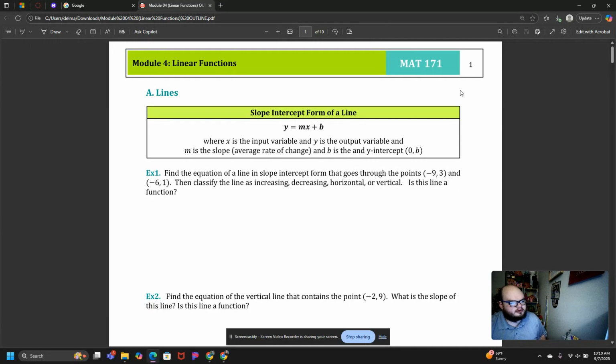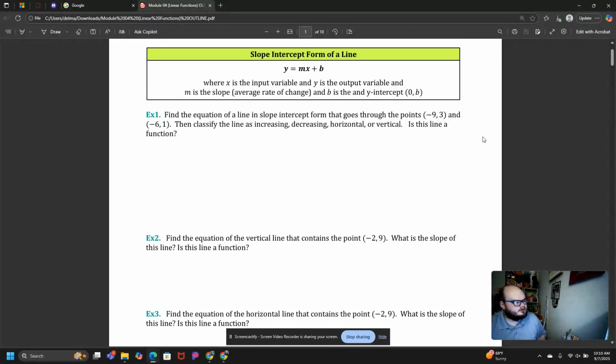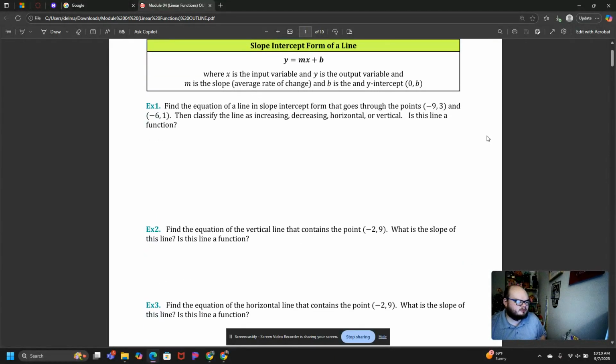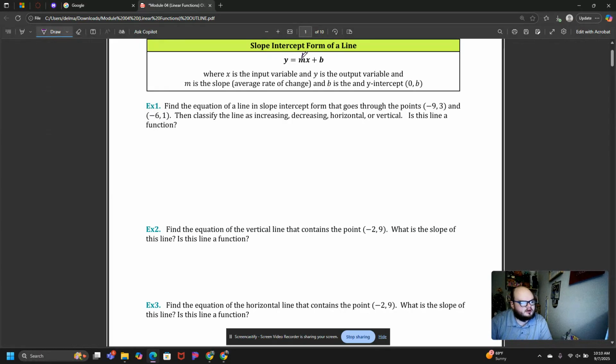So we are ready to look at Module 4 on linear functions. We're going to start by talking about lines and the slope-intercept form of a line. The slope-intercept form of a line is y equals mx plus b. We call it the slope-intercept form because it very easily gives us our m, which is the slope, and our b, which is the y-intercept.